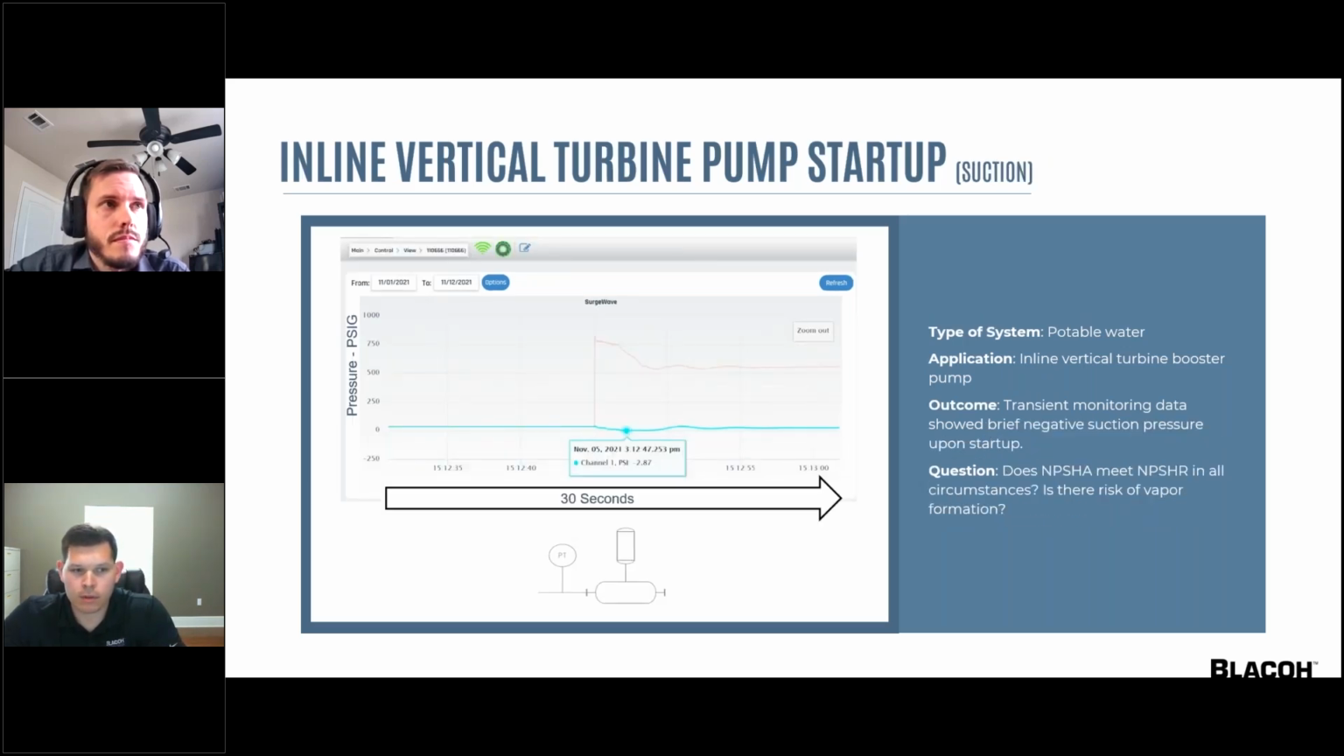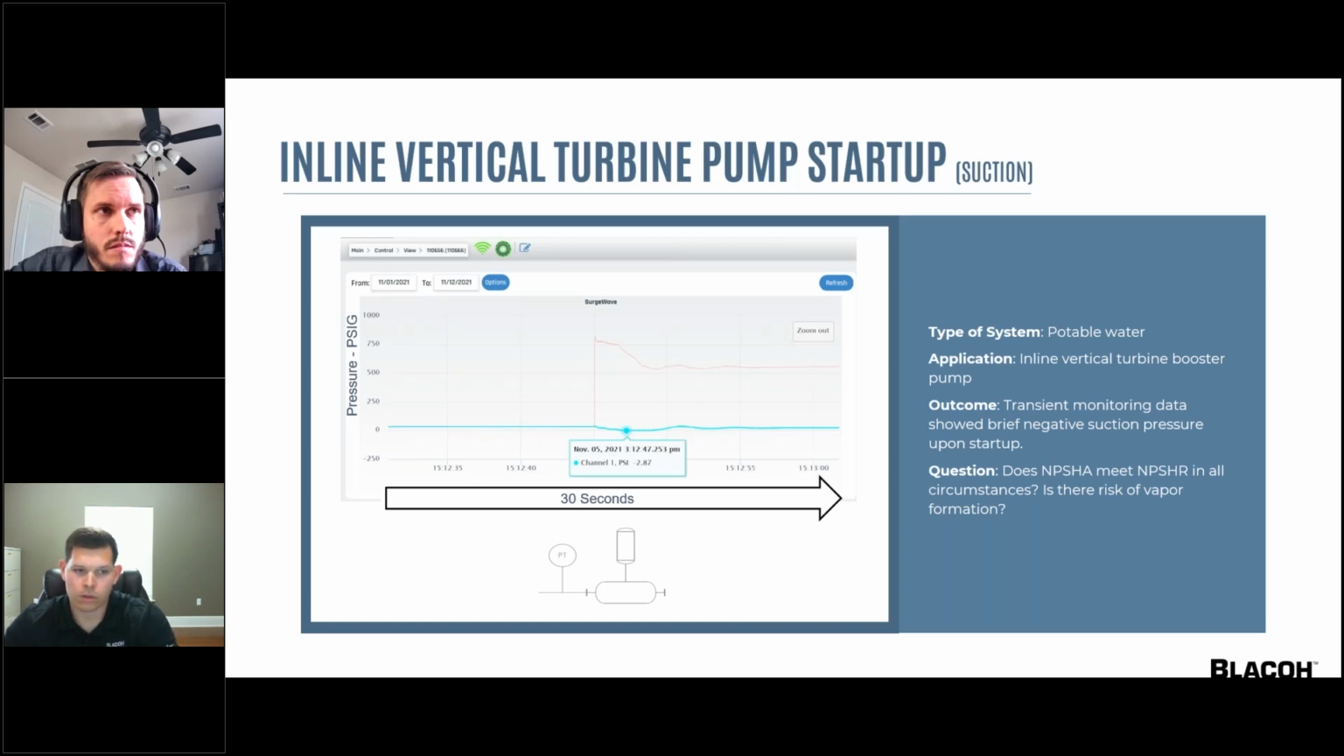This next example is the same system, but now we're looking at the pressure on the suction side of the pump. This is a good time to point out how beneficial it is to have multiple sensors installed. Some transient pressure monitors are able to show both sets of data together, and that's really helpful when you're analyzing and trying to visualize your system. So you can see the data here in blue. That shows a slight negative or vacuum pressure that occurred during that startup.